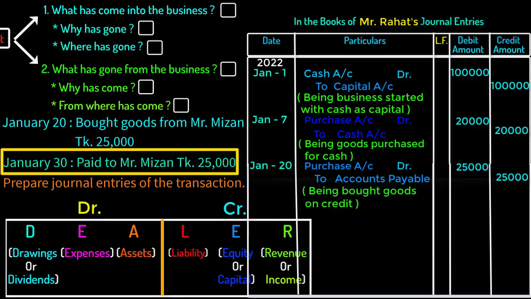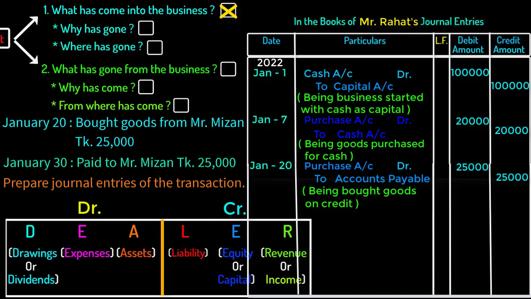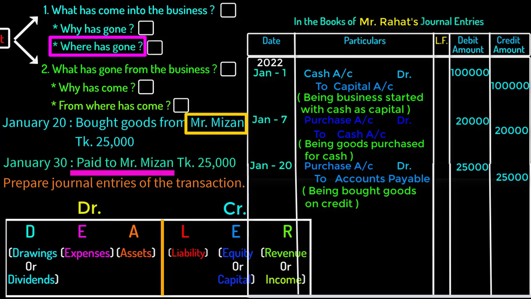Look at this transaction now. January 30. Paid to Mr. Mizan taka 25,000. See, previously in this transaction the company bought goods on credit and the amount was taka 25,000. Now in this transaction the company paid the money to Mr. Mizan. Now ask yourself, what has come into the business? Nothing, is it? As you have no answer to this question, you have to ask yourself this question now. Where has it gone? The answer is to Mr. Mizan, as the company paid the money to him.